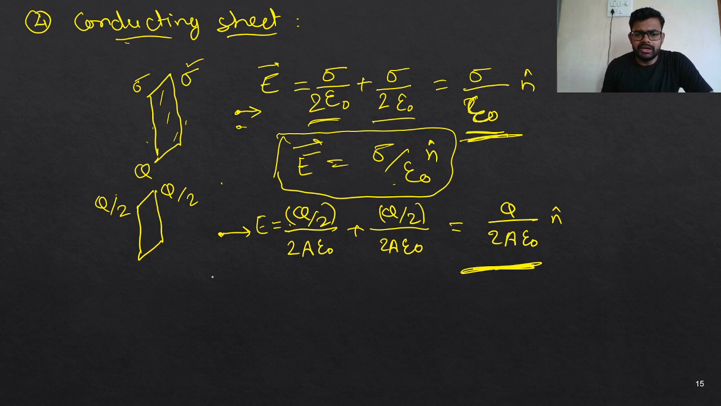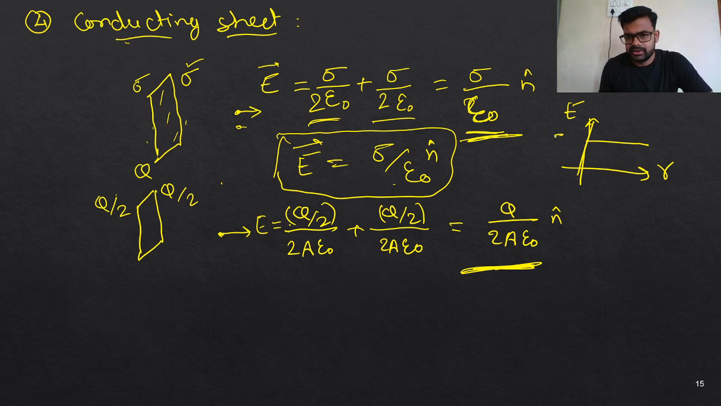So how will the curve be? The curve will look like this. My dear friends, I am drawing the curve. This is E, this is R, and the curve will be like this. Here I can write sigma upon epsilon naught. A constant curve.